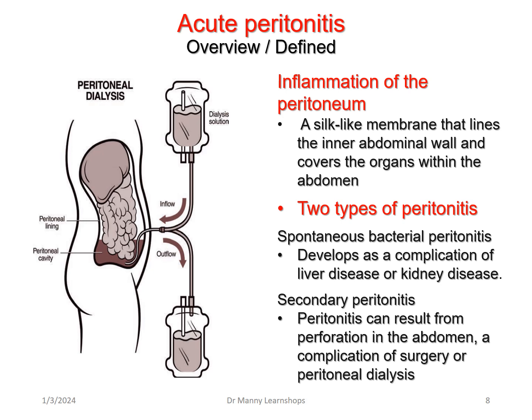Now, spontaneous bacterial peritonitis, this typically develops as a complication of liver disease or kidney disease. With secondary peritonitis, this can result from perforation of the abdomen, which could be related to surgery or even having peritoneal dialysis, as indicated by the diagram.